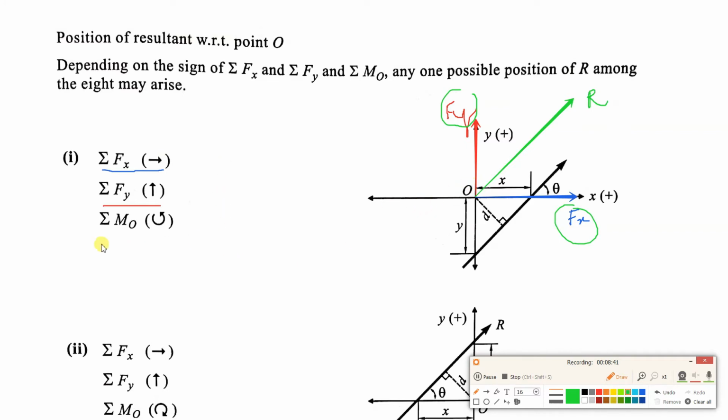Now after that we calculate the moment also. So summation of moment about O. Now what is the direction given over here? Direction is anti-clockwise. So it is moment about which point? Carefully look at this one. It is moment about point O. So summation of moment about point O in anti-clockwise direction will be like this. So this is the moment, summation of that moment about point O.